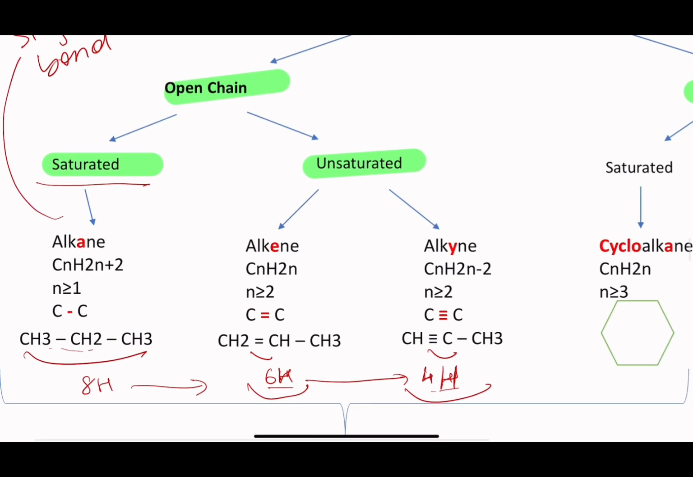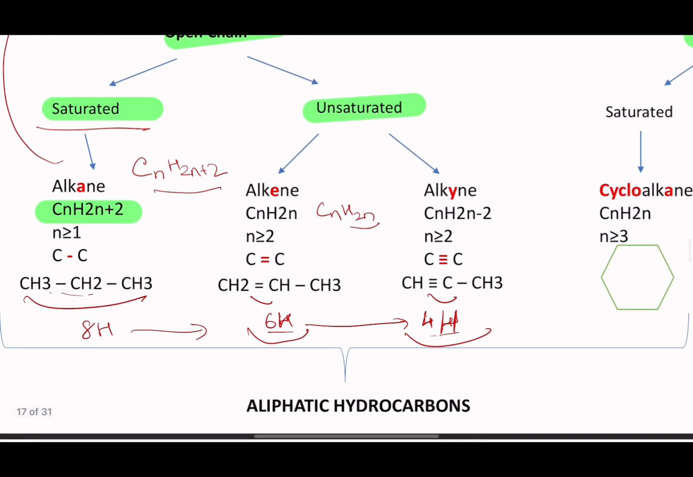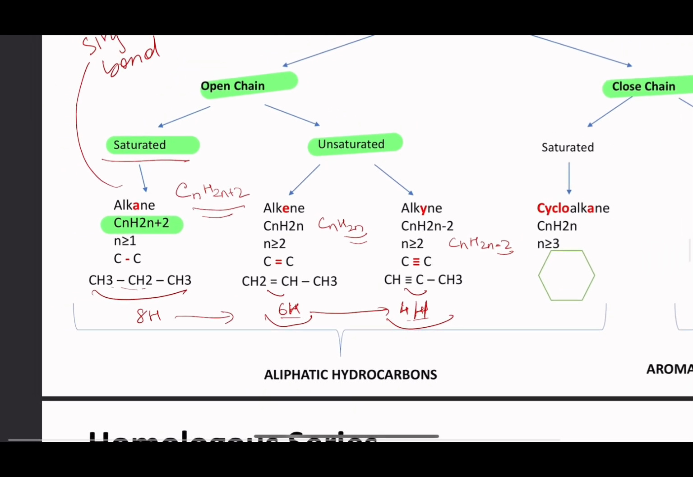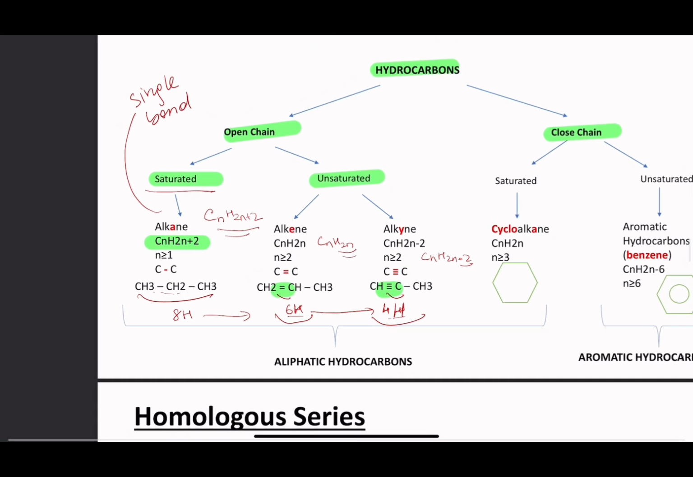I want you guys to pay attention. You see, this one is CnH2n+2, meaning that carbon number is n, hydrogen number is 2n plus 2. But for alkene, it is CnH2n. So it has 2 hydrogens less than alkane, and then alkynes have CnH2n minus 2, which means it has 2 fewer hydrogens than alkene and 4 fewer than alkane. So overall, as you decrease the number of hydrogens and you make double and triple bonds, you become unsaturated.